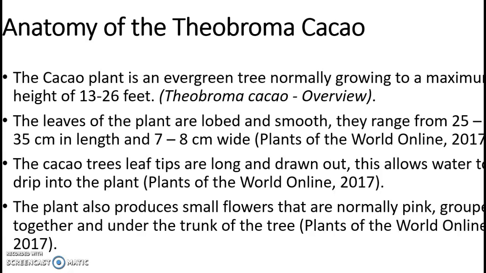They're smaller. The cacao tree's leaf tips are long and drawn out, and this allows water to drip into the plant. Next, the plant also produces small flowers that are normally pink, grouped together, and under the trunk of the tree. An interesting fact, those flowers actually grow all year round.